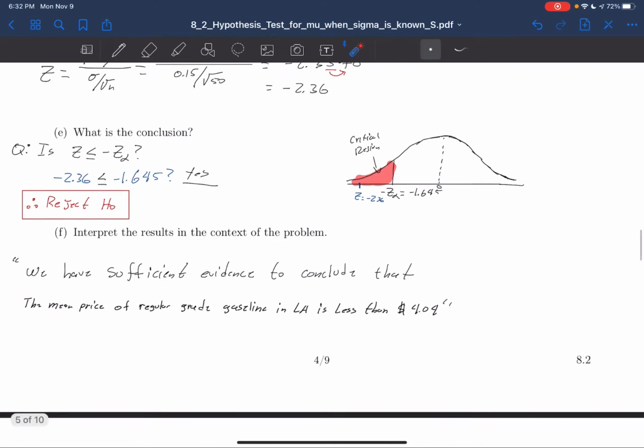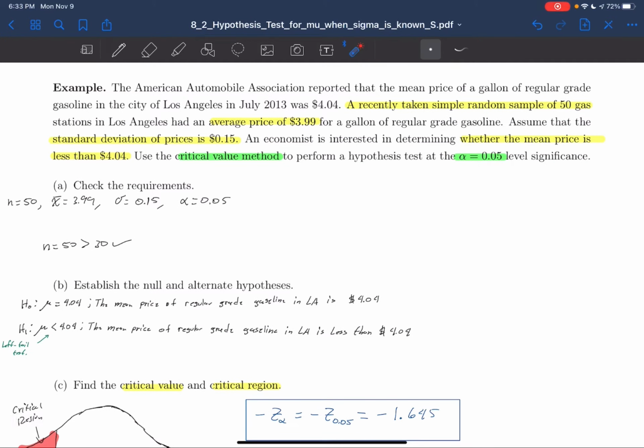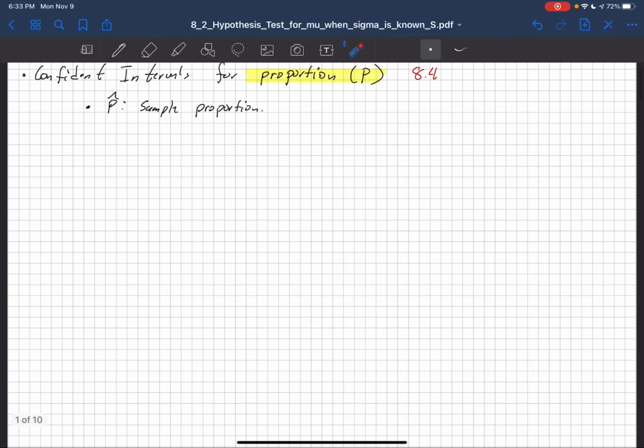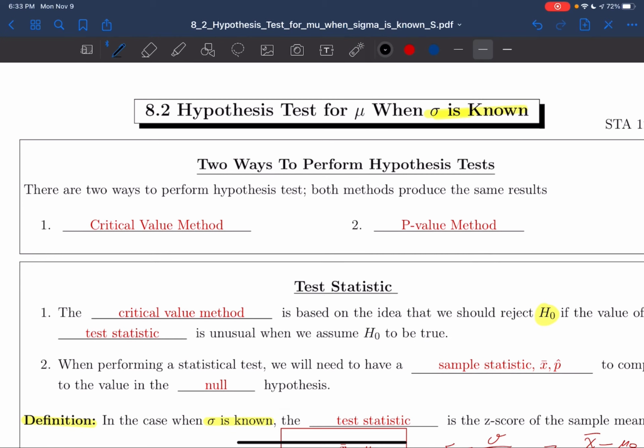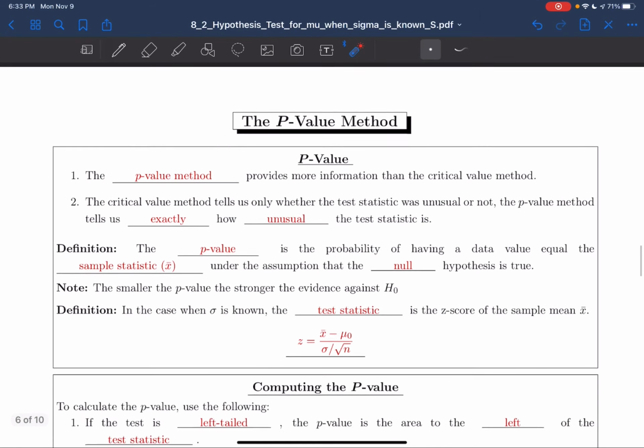Okay, so we just finished hypothesis testing using the critical value method. If you go up here, we just finished learning how to use the critical value method to compute hypothesis testing. Next, we're going to learn the p-value method, and they both should conclude the same result. It's just that the p-value method actually tells you a little bit more information than the critical value method. So let's talk about the p-value method.